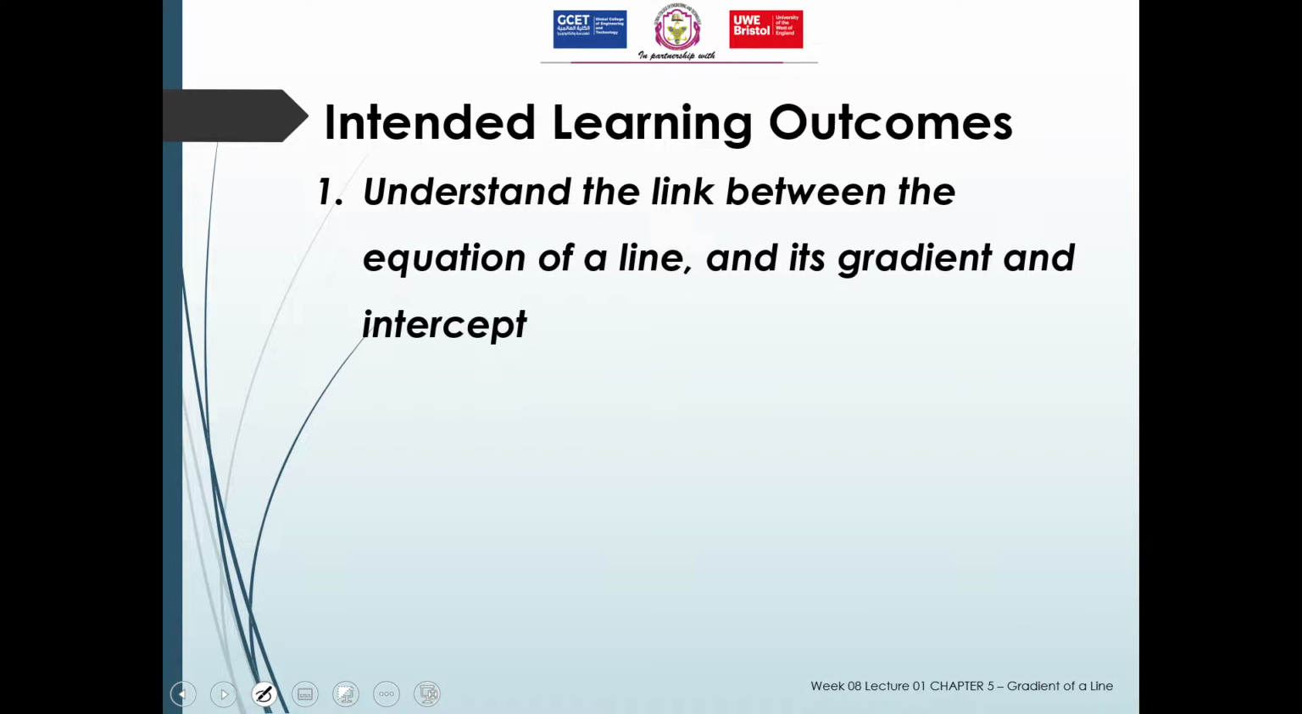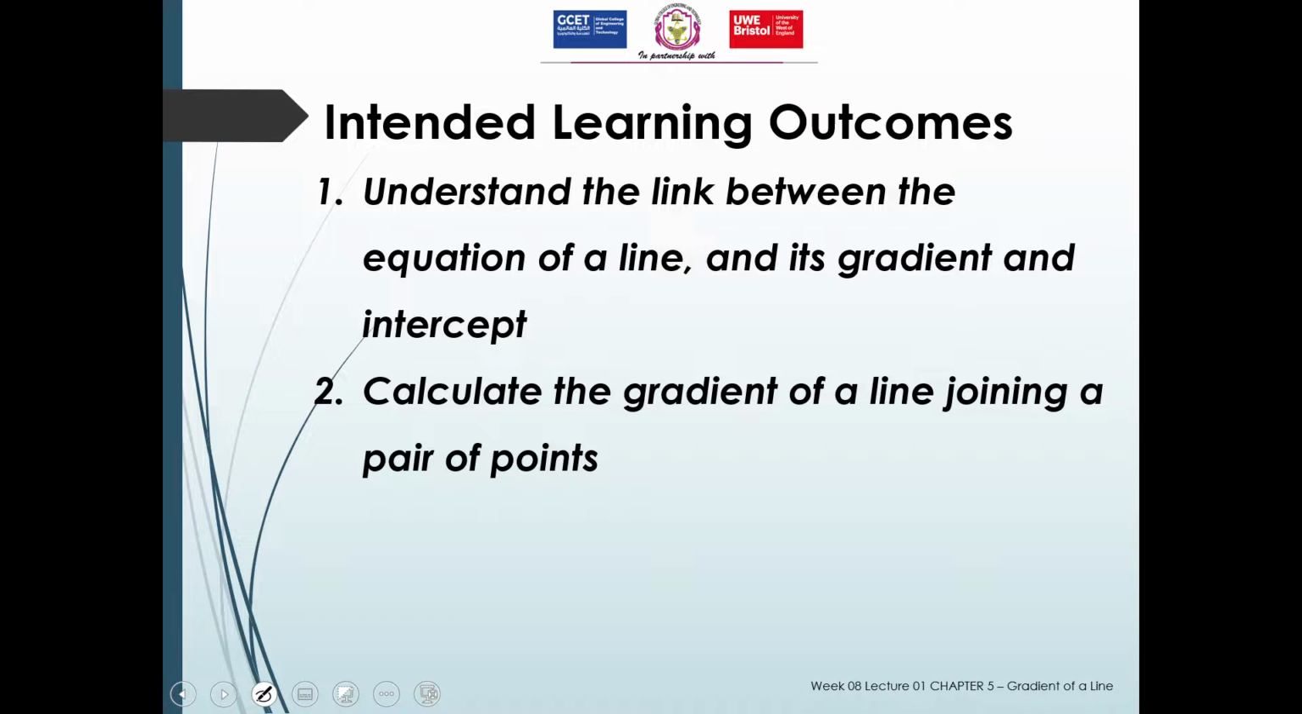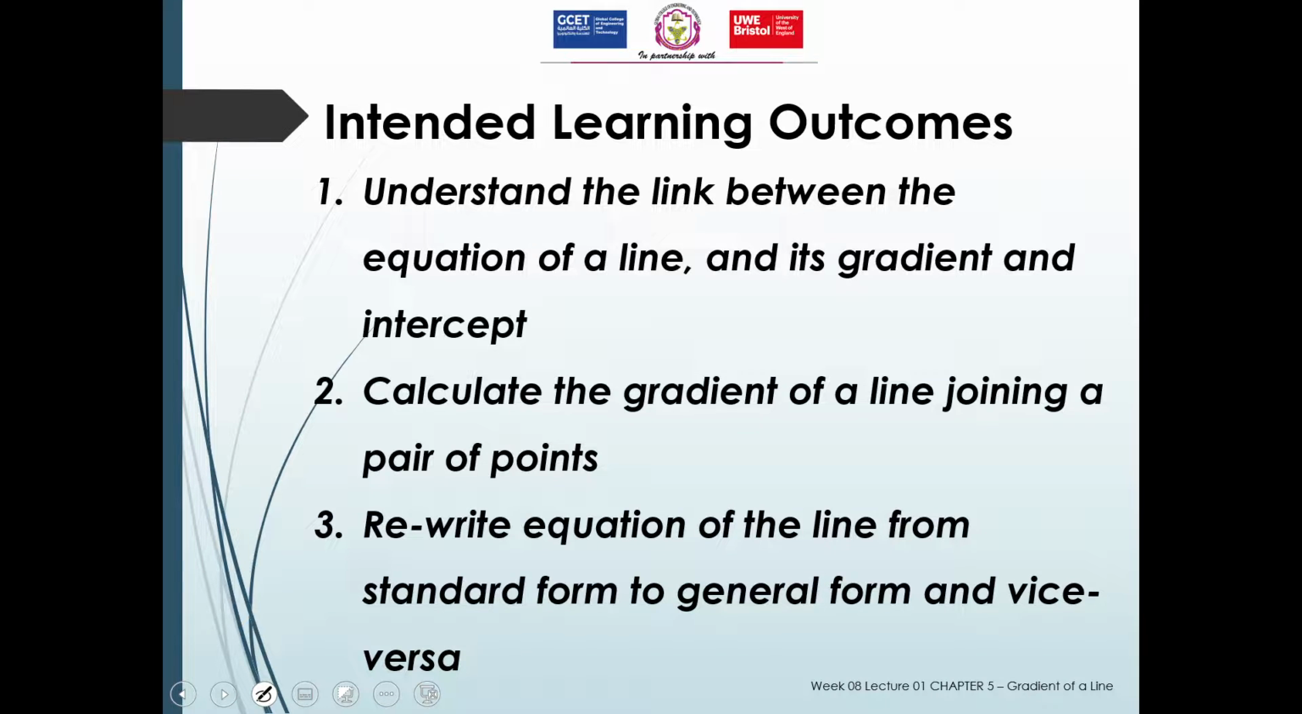So our intended learning outcomes for the following are: understand the link between the equation of the line and its gradient and intercept; calculate the gradient of a line joining a pair of points; and rewrite the equation of the line from standard form to general form and vice versa.